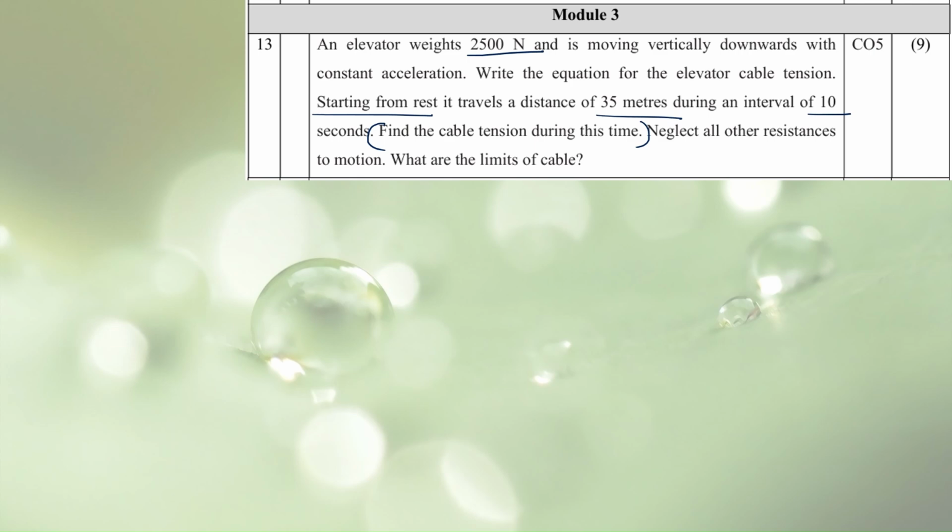Okay, so they have given the elevator weight, that is 2500 Newton. I am considering this as my elevator, and its weight W is given as 2500 Newton, and it is moving vertically downward with a constant acceleration. One string will be there, and the string will be acted upon by a tension which I am representing as T.